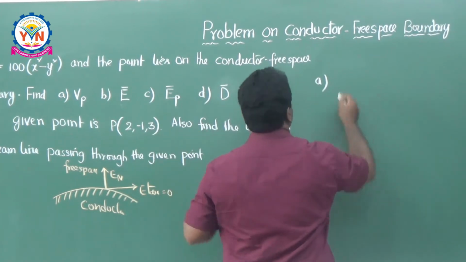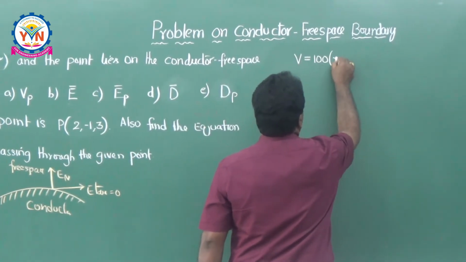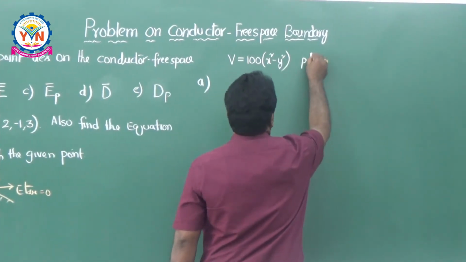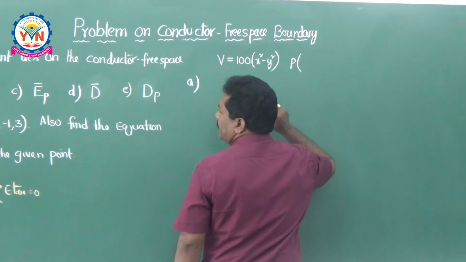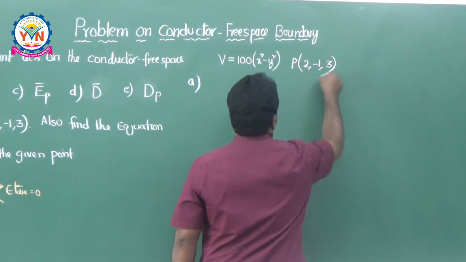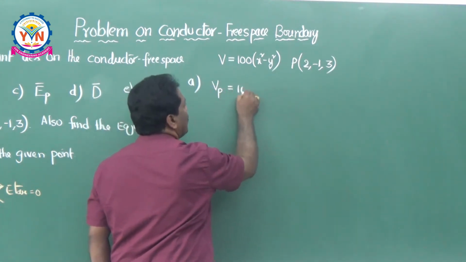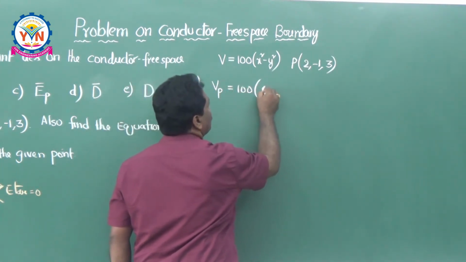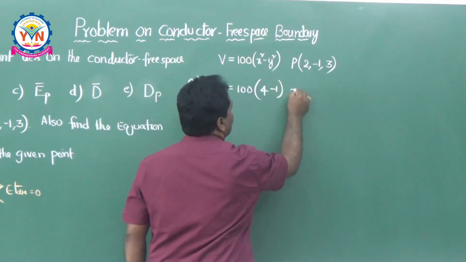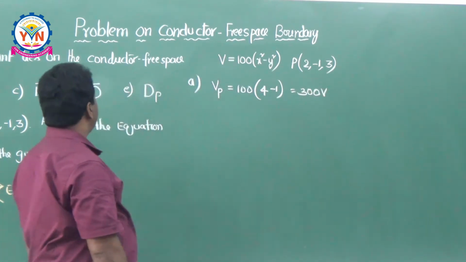The equation of the potential is given as V is equal to 100 into x square minus y square, and the point P is 2, minus 1, 3. Then what is the potential at the given point? Vp is equal to, just substitute here, 100 into x square means 4, minus y square, y is minus 1 whole square means 1. So that is equal to 300 volts. This is the first bit.